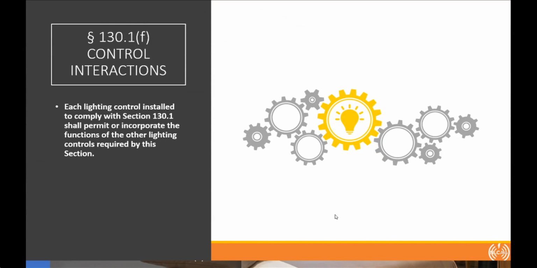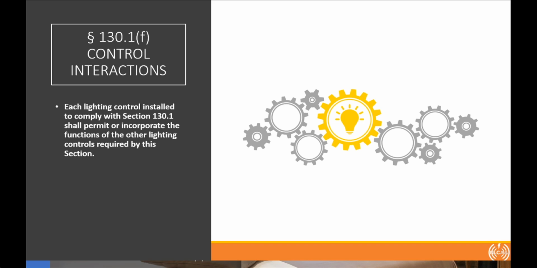All right, so 130.1F, control interactions. This is actually a new code section that was added into our 2019 Title 24 code cycle. And what you will find in this section is really just a summary of the mandatory requirements that we spoke about, how they are able to override each other, really. As an example, you may have shutoff controls that turns off the lights, but shutoff controls shall permit the manual area controls to override it, and vice versa. So a manual area control shall permit the shutoff controls to turn off the lights automatically.